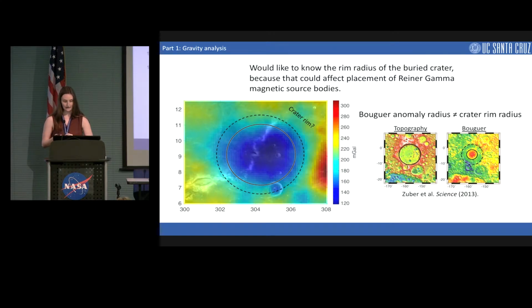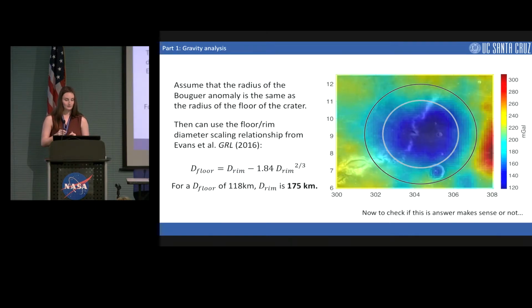gravitational anomaly size. So what we can do is assume that the part that is causing the gravitational anomaly is the floor of the crater. And in that same paper, they have a relationship between the diameter of the floor and the diameter of the rim. So by using that equation, we can get the diameter of the rim of the crater to be 175 kilometers, which is this dark outside circle.